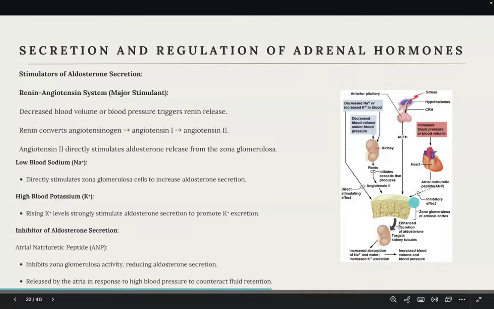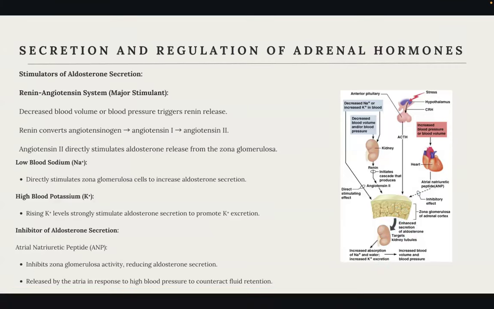ACTH will also act on it, but again, as we said, the most important for the regulation of zona glomerulosa is going to be my RAS system, which is renin, angiotensin, aldosterone. And again, we have the direct stimulating effects coming from the sensation of the zona glomerulosa to the levels of sodium and potassium in the blood. I hope that made sense.